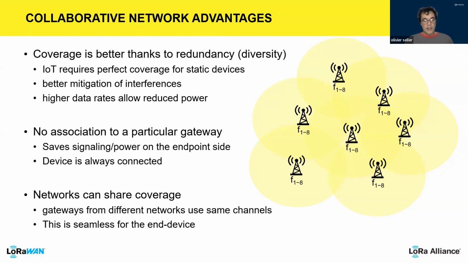Another advantage is that here we can imagine that it's the same network where gateways share coverage, but you can imagine that several networks also use the same channels, which improves coverage globally because networks can collaborate. And from the point of view of the end device, this is seamless. The end device doesn't realize whether it's been relayed by a network A gateway or by a network B gateway. For the end device, it doesn't matter.